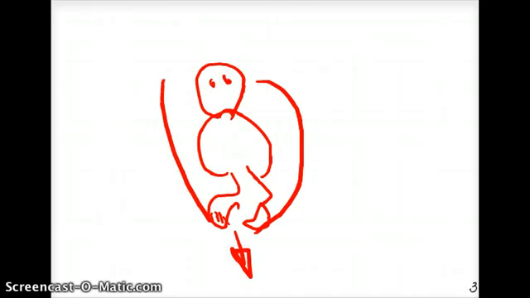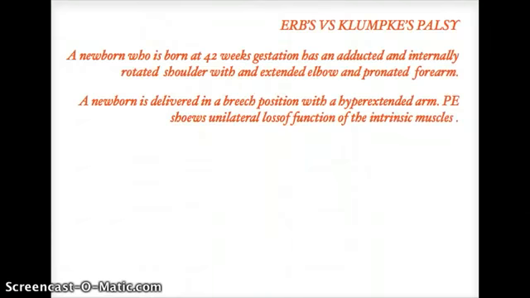And in breech position, you can see how it's very likely that you're going to have the arm hyperextended, because the legs and the body are coming out first, and sometimes you have to pull onto the baby to take the baby out, and that can cause the arms to go in a hyperextended position. So let's go back to the scenario again. So this is a newborn which is delivered in a breech position with a hyperextended arm. Physical exam shows unilateral loss of function of the intrinsic muscles. So what kind of palsy is this?